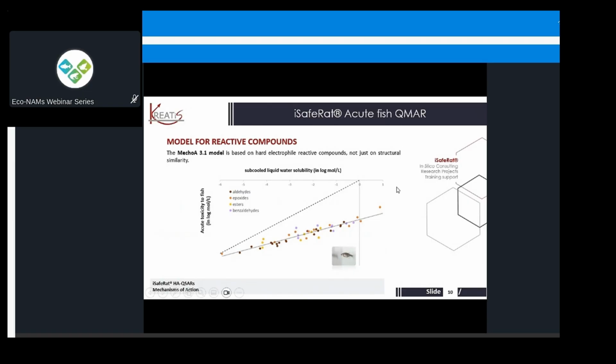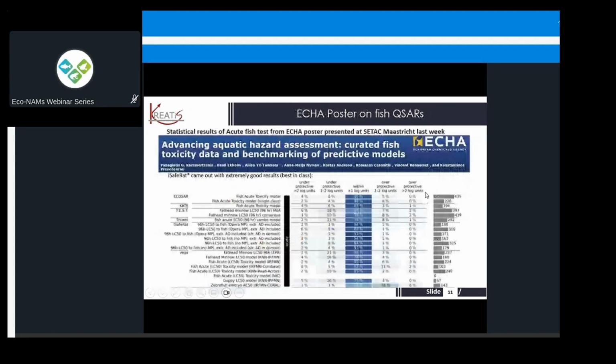This is what happens when you plot these very different structures, but with exactly the same mechanism, on the same graph. As you can see, you get a nice mix with a nice regression line doing as we would expect. The mechanism of action is what is actually explaining the toxicity, together with the solubility as a simple descriptor. So once we know the mechanism and we've got the descriptor, we can quantify the toxicity very accurately.